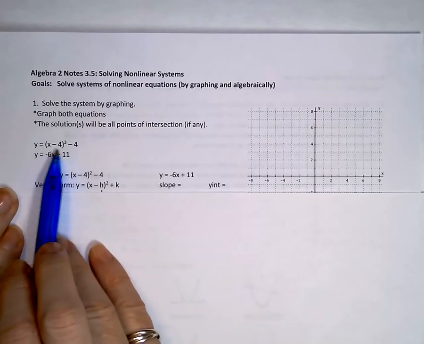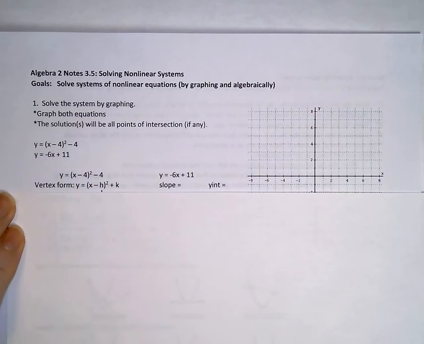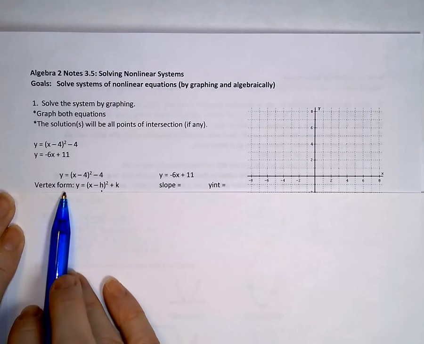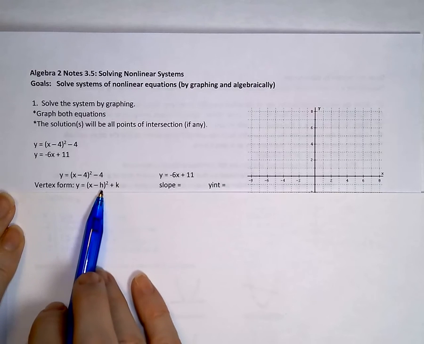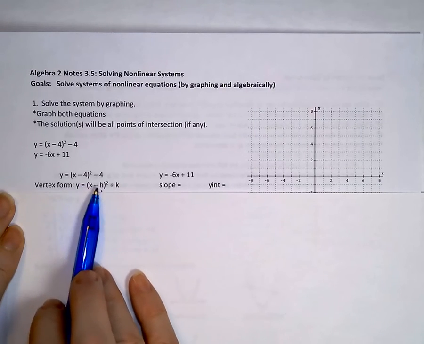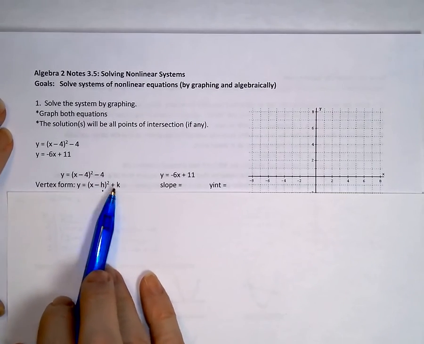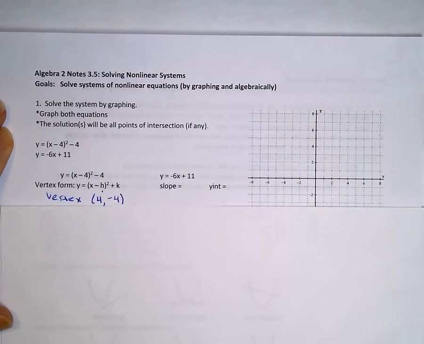The first equation I have is a parabola. So I see this whole quantity being squared. This happens to be in vertex form. It could be in standard form or intercept form, but just as a quick review of our vertex form, whatever is being subtracted from the x is our x coordinate, and then whatever is being added outside is our y coordinate of our vertex. So our vertex is going to be (4, -4).